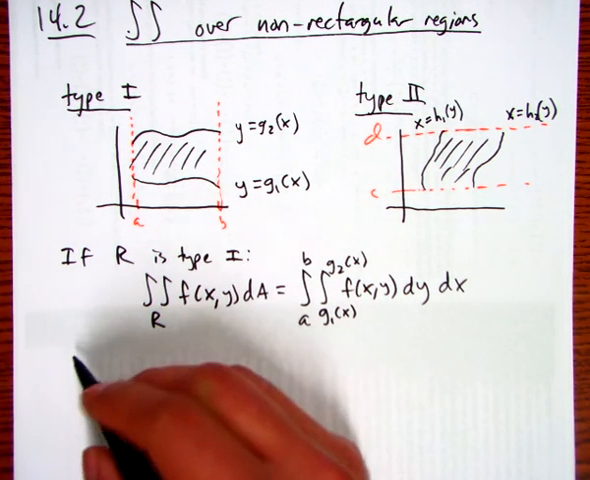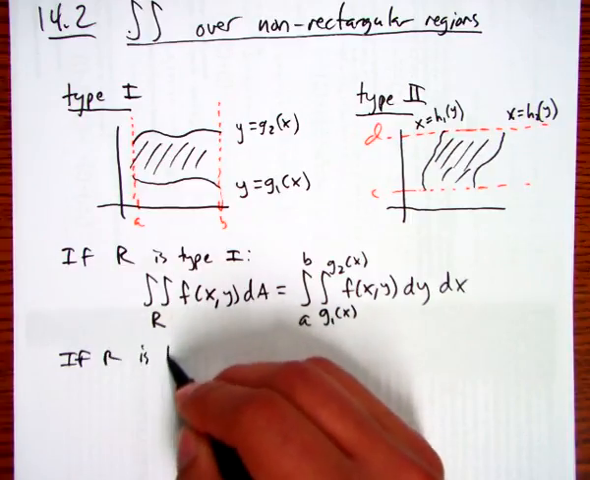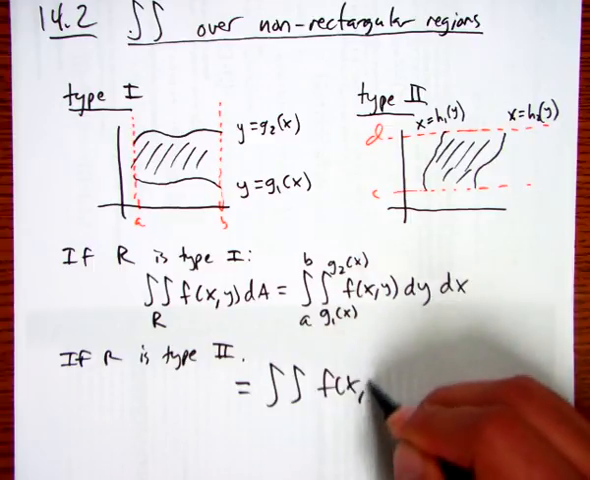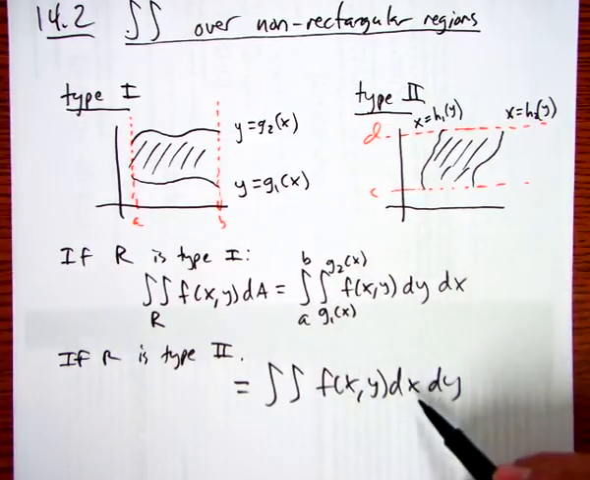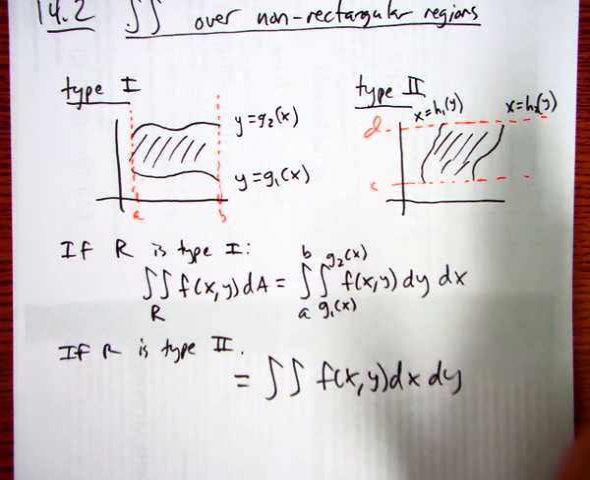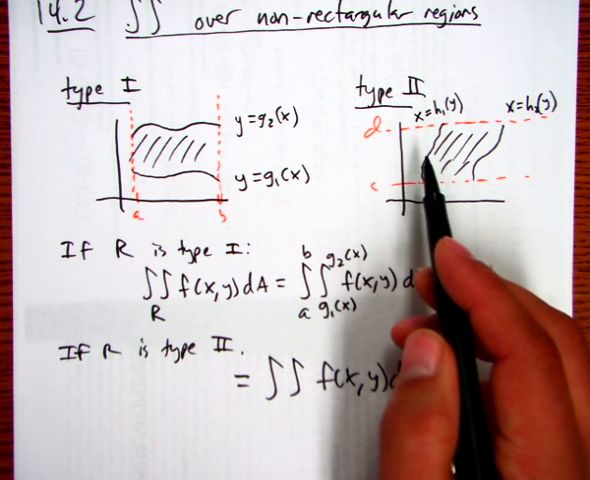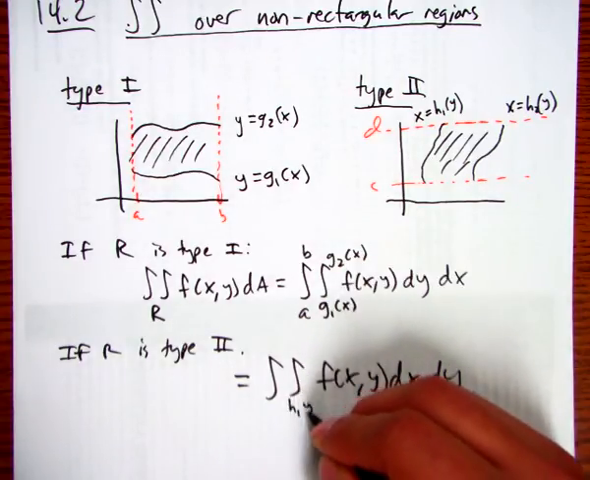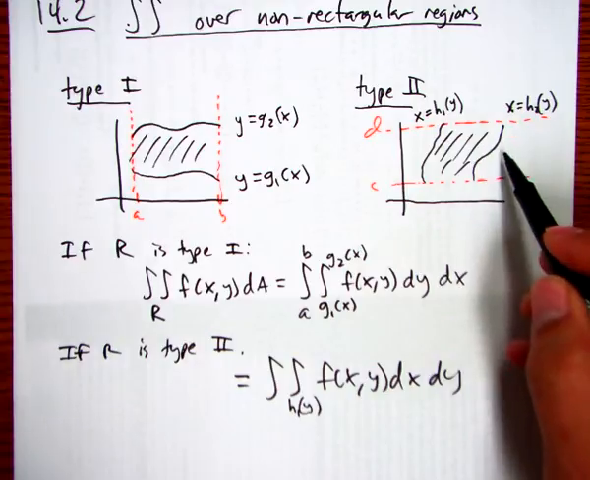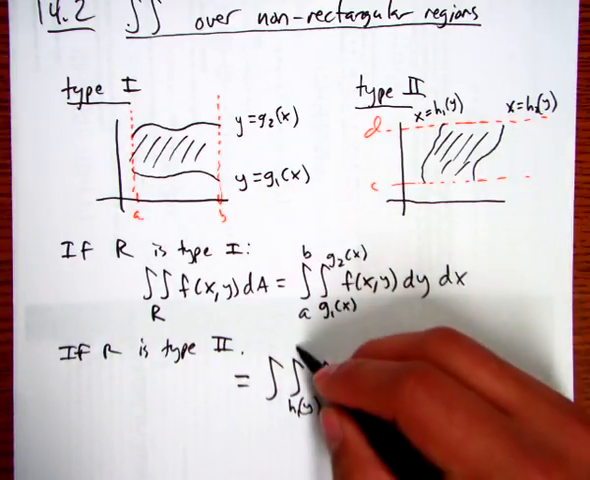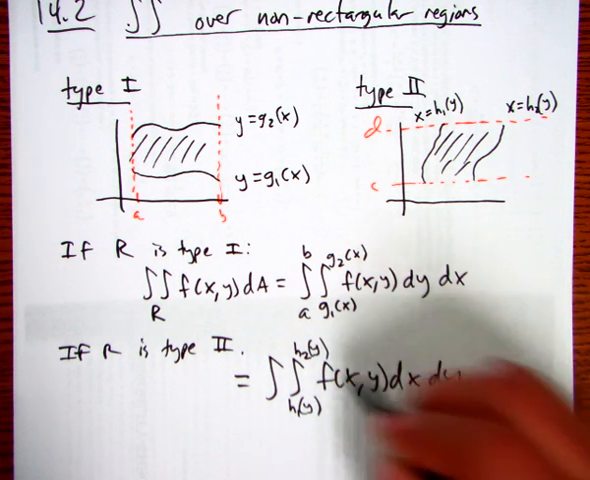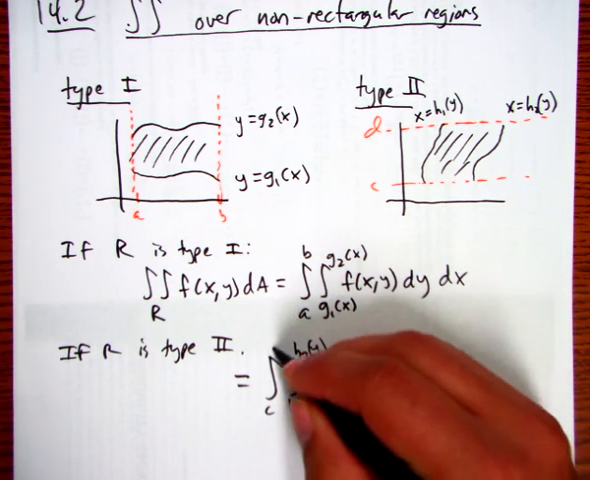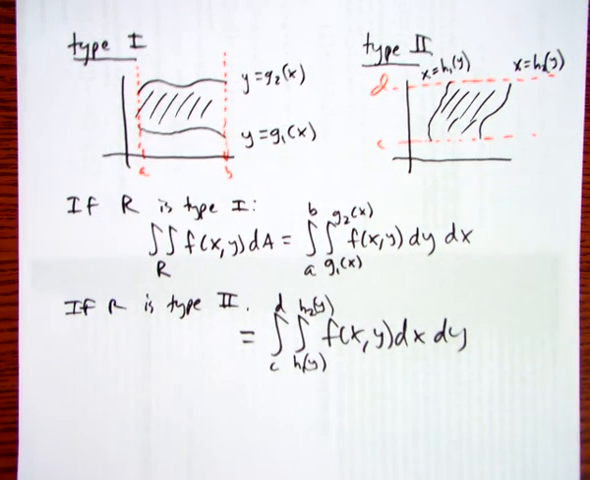Okay? So if we set it up as type 2, and integrate with respect to x first, then now we go from left to right. So the leftmost curve would be the lower bound, and that would be, in this case, h1 of y. And then the rightmost curve would be your upper bound of integration, so that's h2 of y. And now your constants in the y direction, we're going from C to D. Okay, so these are the two options in integrating a non-rectangular region.